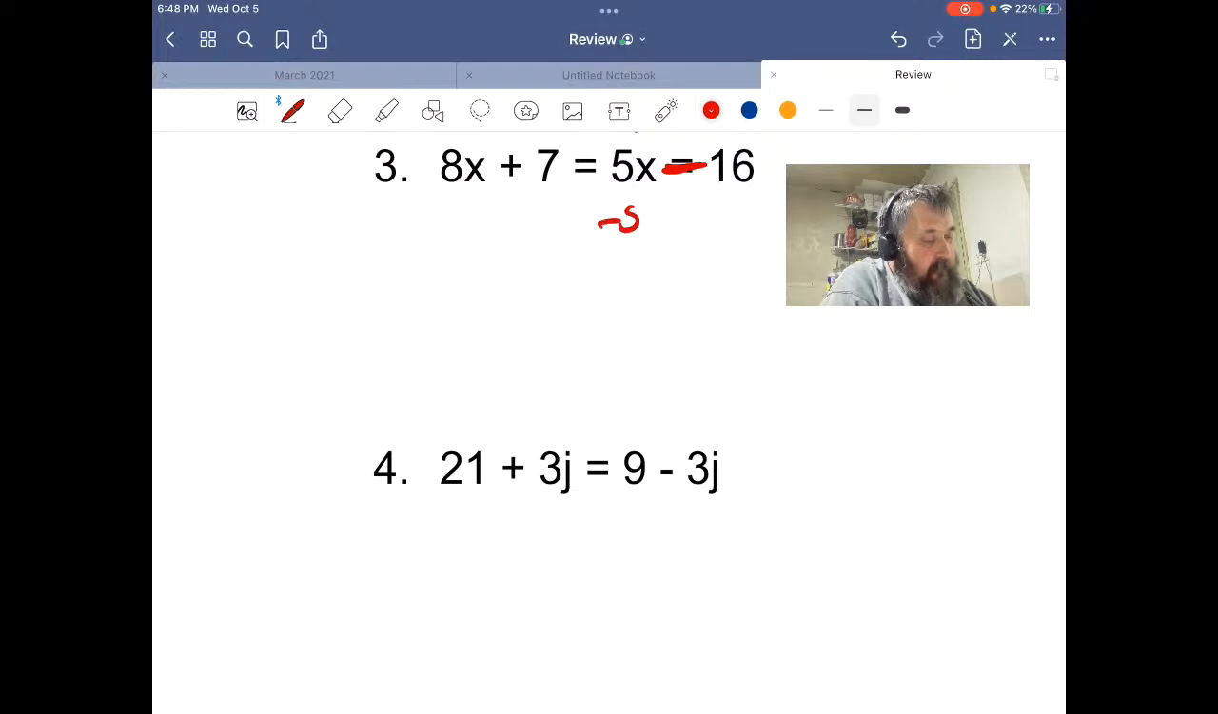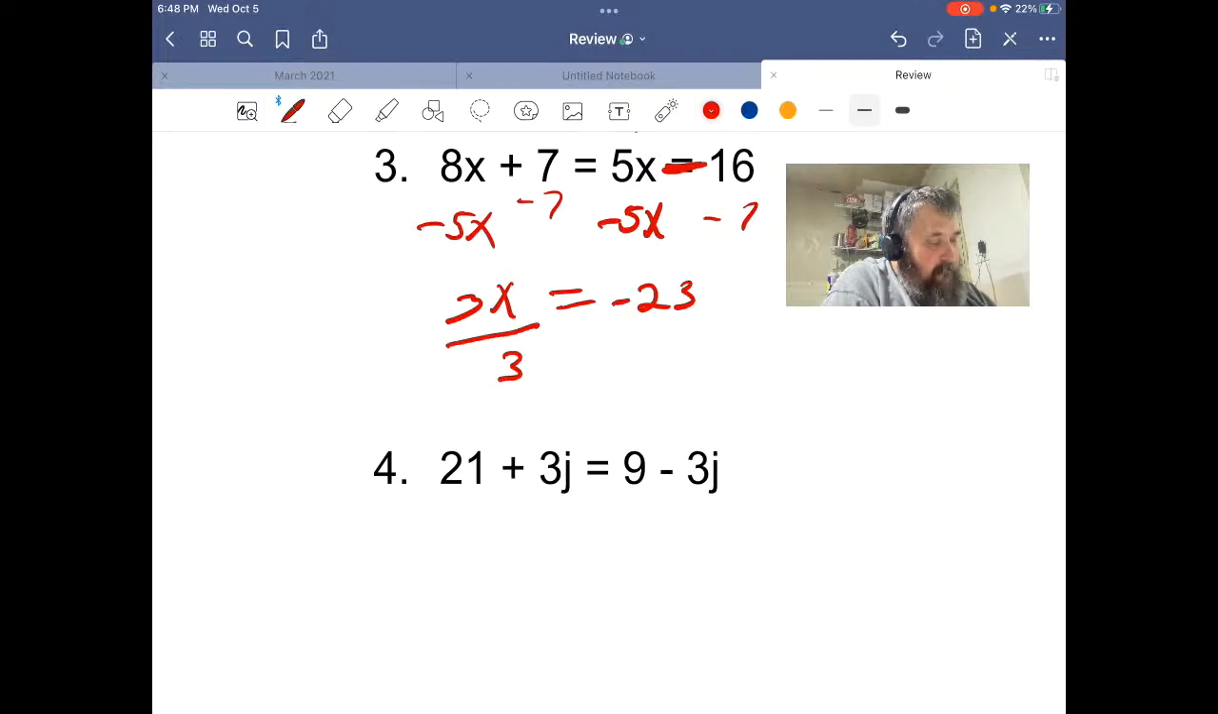So what I can do is subtract 5x from both sides. And that gives me 3x. And I'm going to subtract 7 from both sides. And then equals, so negative 16 minus 7, that's going to be negative 23. And then I'm going to divide both sides by 3. x equals negative 23 over 3. And we want to put it down in our lowest terms.